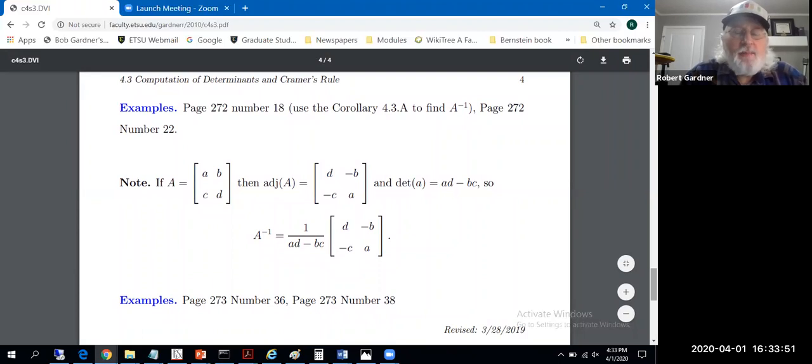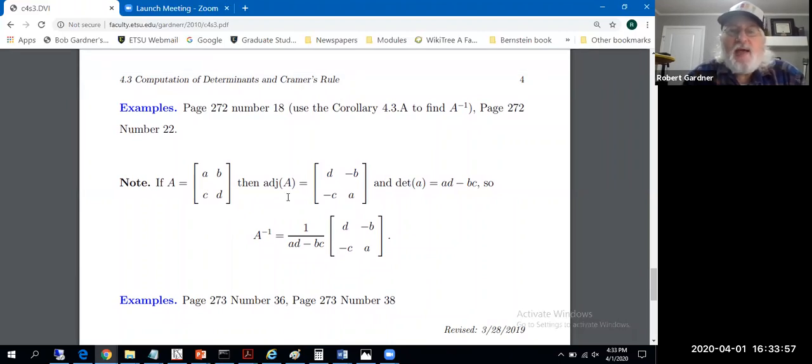An additional little comment: if we just had a 2x2 matrix A, B, C, D, then the adjoint of A can be computed as D, negative B, negative C, A. What's happened is you've interchanged the A and the D, and you put negative signs on the B and the C. Where does that come from? It comes from this formula that we had for adjoints. In fact, we probably derived this in that previous example.